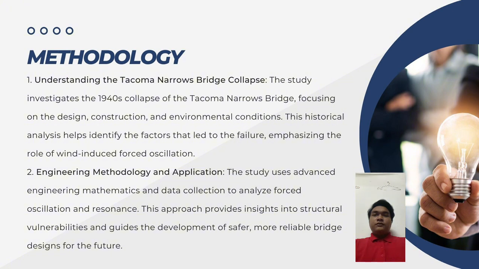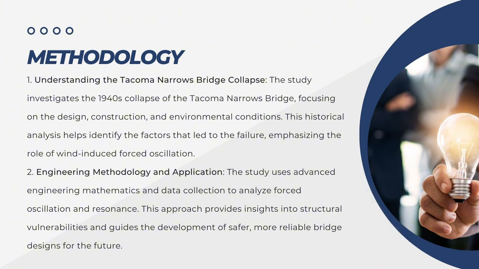Understanding the Tacoma Narrow Bridge collapse. The study investigates the 1940s collapse of the Tacoma Narrow Bridge, focusing on the design, construction and environmental conditions. This historical analysis helps identify the factors that led to the failure, emphasizing the role of wind-induced forced oscillation. Engineering methodology and application. The study used advanced engineering mathematics and data collection to analyze force, oscillation and resonance. This approach provides insight into structural vulnerabilities and guides the development of safer, more reliable bridge design for the future.